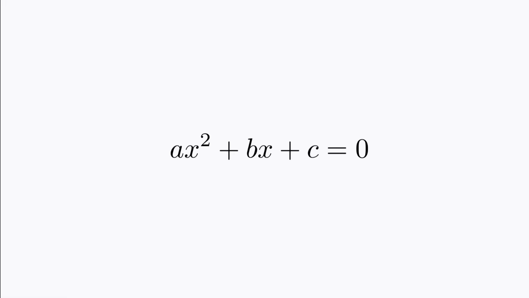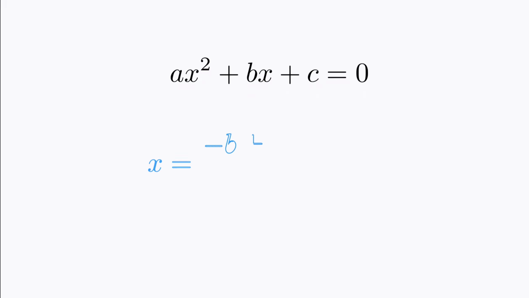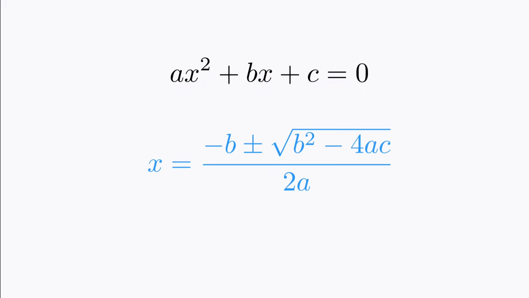We have a quadratic equation set to 0, and we want to solve for x. How do we do that? Well, one way is to use the quadratic formula, where x equals negative b plus or minus the square root of b squared minus 4ac, all over 2a.